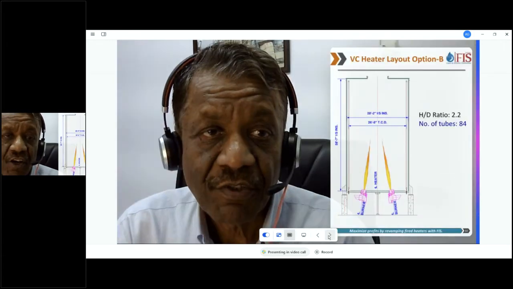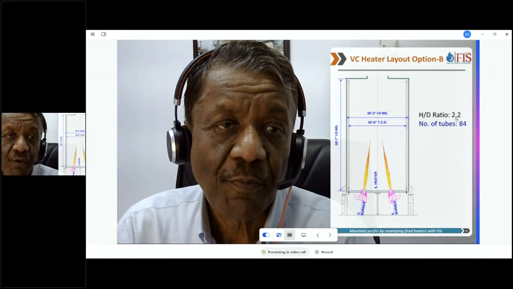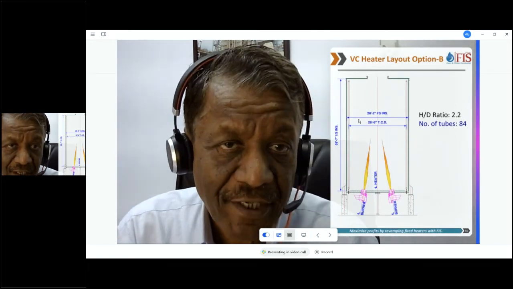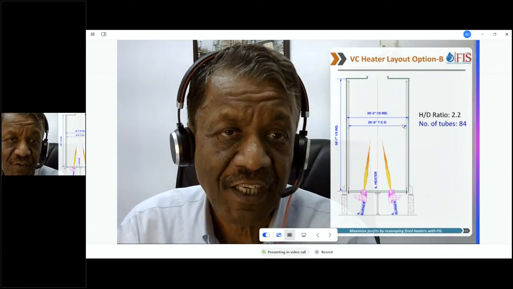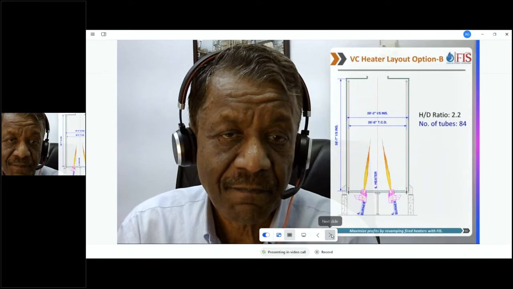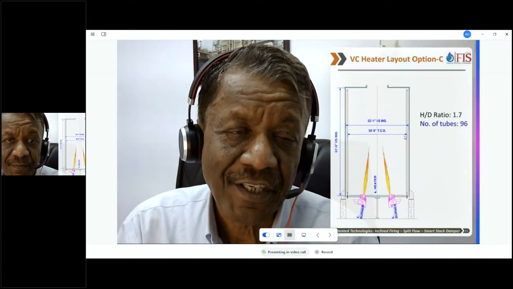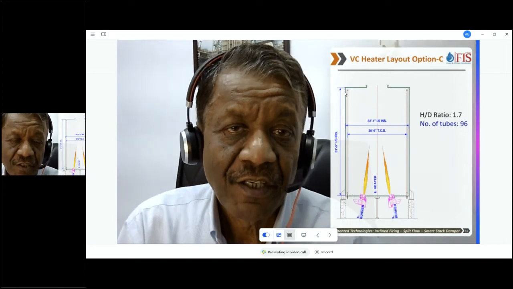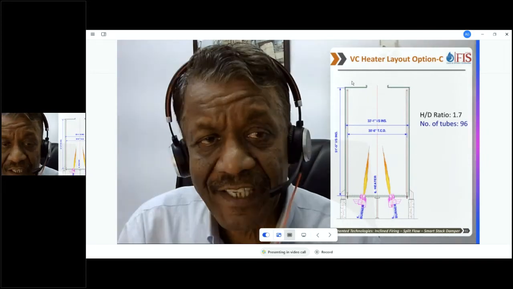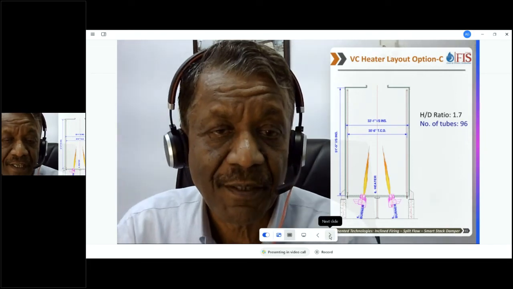So the second option was to go with 2.2 H by D ratio and number of tubes of 84. So the diameter becomes about 27 feet, the tube circle diameter. So we looked at this option. And the third option was to go to 96. Now that was becoming a very short heater. It would be good, but it is more expensive. So we decided, let's not go for this, select something in the middle and move on.